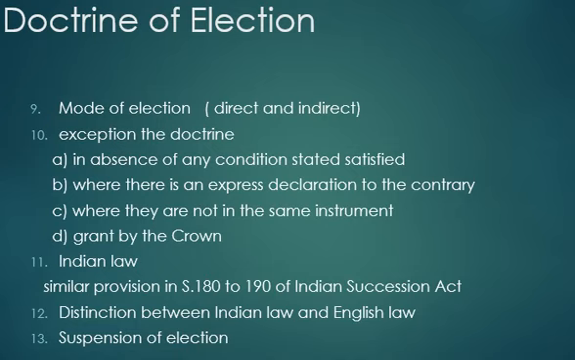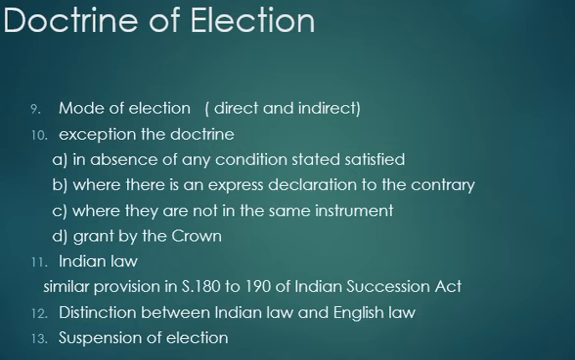Next point is mode of election. There are two types of mode of election: direct election and indirect election. Exception to the doctrine. These are the four exceptions in absence of any condition stated being satisfied. First, second, where there is an express declaration to the contrary. Third, where they are not the same instrument, and fourth, grant by the crown.